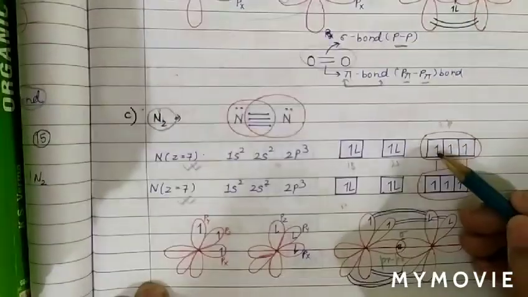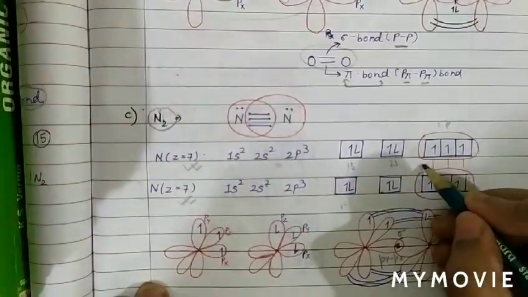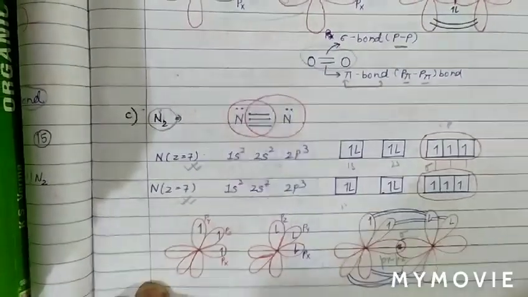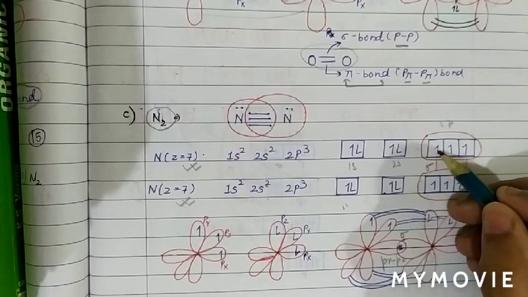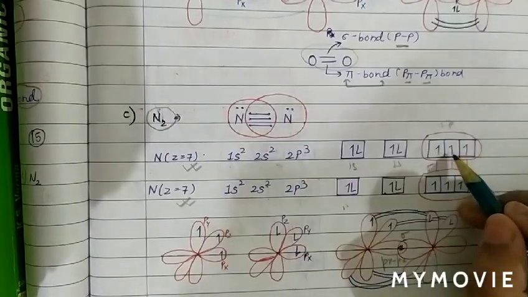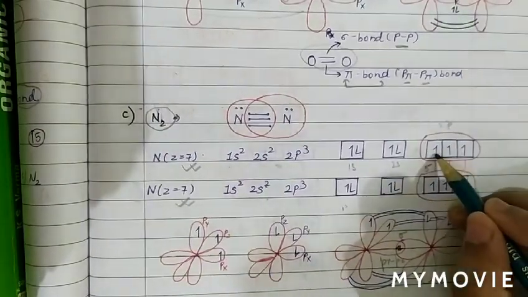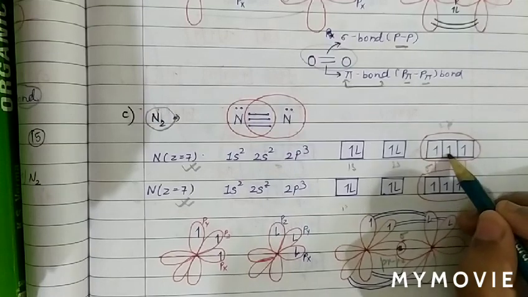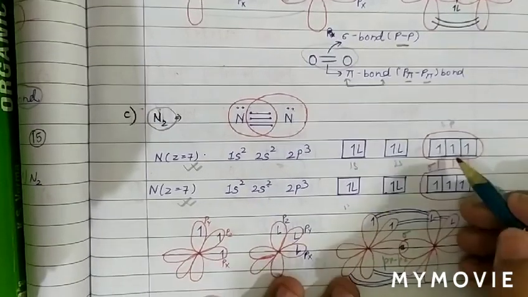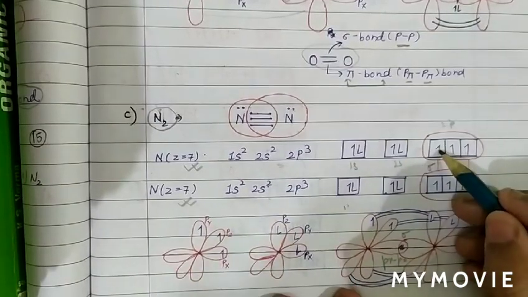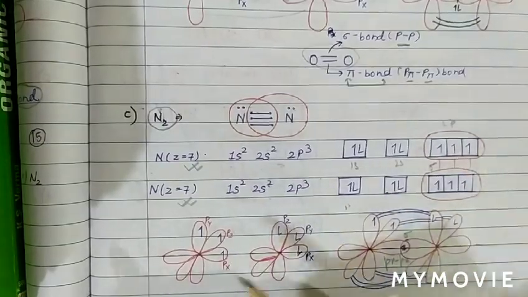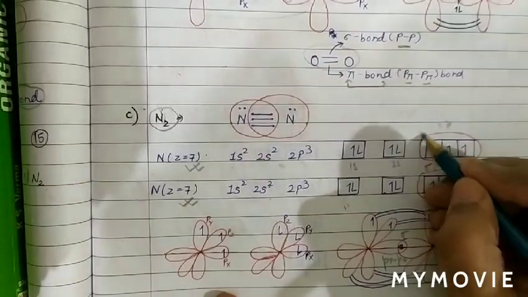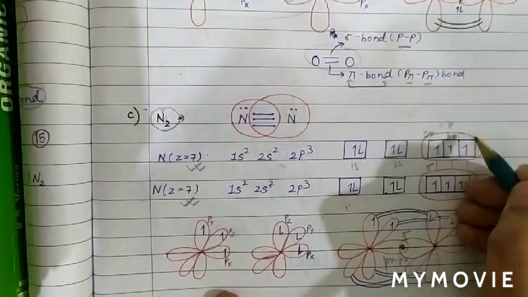Now, this px and px form a sigma bond. Since px along the internuclear axis is involved in bonding, the other two p orbitals will be perpendicular to px. So px is perpendicular to py, and also to pz. As the sigma bond is already formed, now the py orbital will be used.